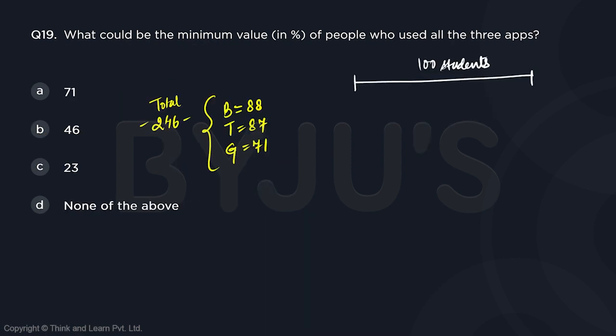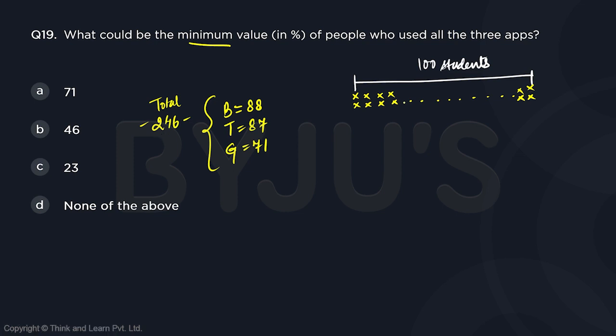Question number 19. What could be the minimum value in percentage of people who used all the 3 apps? Now here we need to minimize the number of people who will use all the 3 apps. So what we will do is we will give everybody 2 chocolates, 1 chocolate, but we will prefer not giving anybody 3 chocolates. So for that, we will give everybody 2 chocolates. Why not 1 chocolate? Because we need to get rid of all the chocolates as soon as possible. So the fastest is to distribute as many as possible. Right now, the maximum we can distribute is 2 chocolates.